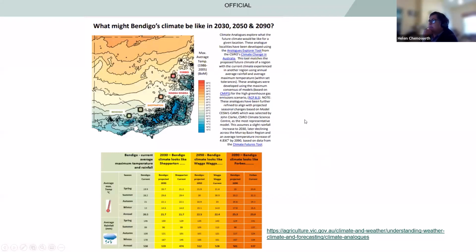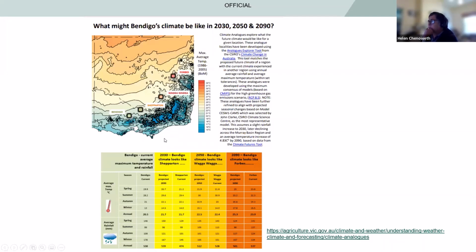Another example here is using a similar sort of modelling idea. This time it's in Bendigo in Victoria. And it's saying, okay, what's it looking like if we set these scenarios of this representative climate of 8.5, which is on the higher end of emissions going forward. We're looking into the future.